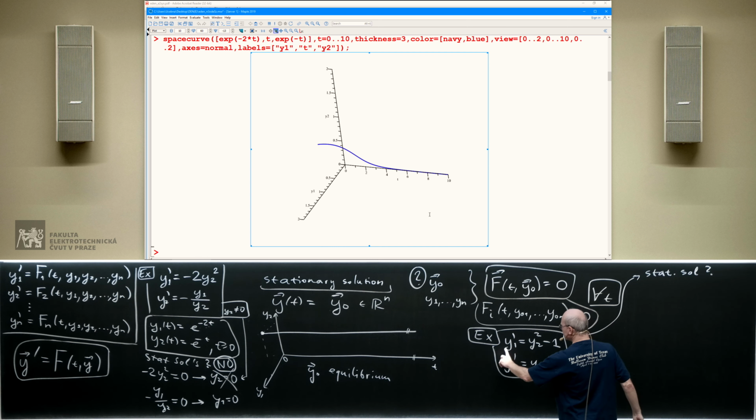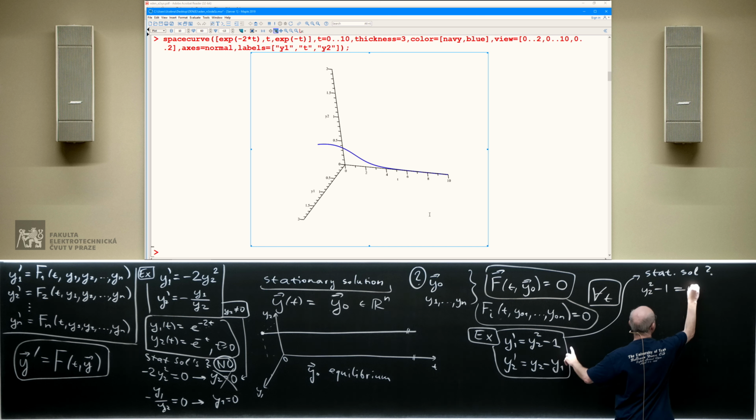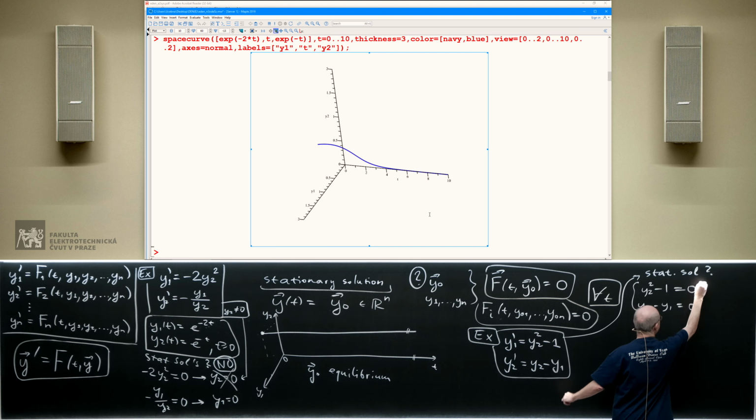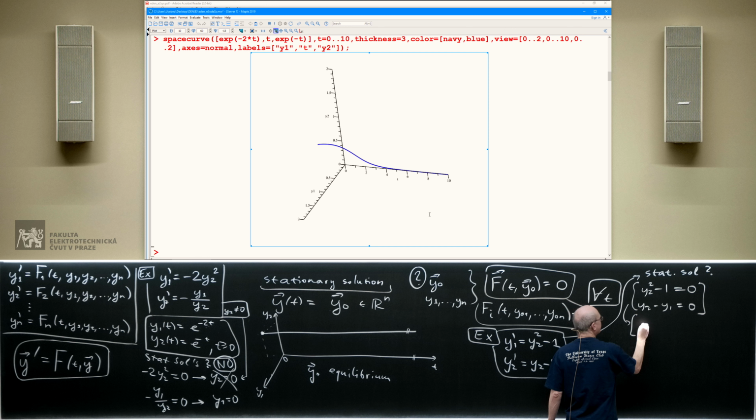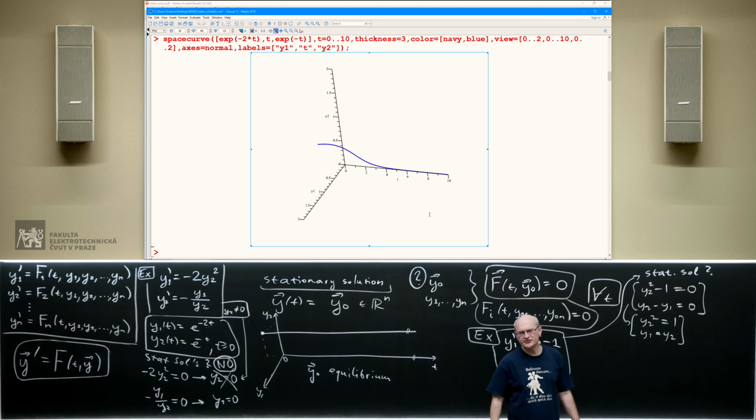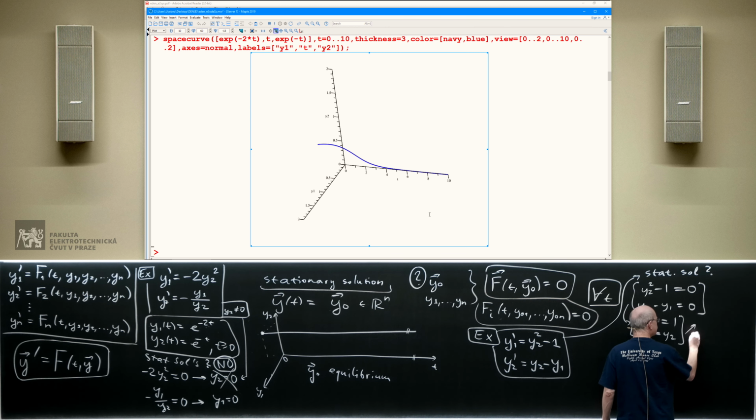Well, I want a solution which is constant, so I want the derivative to be 0. So I want y2 squared minus 1 to be 0, and y2 minus y1 to be 0. So this is actually two requirements. y2 squared must be 1, and y1 must be y2. And from the first equation, there are two solutions. And once I get a solution for y2, I immediately get a solution for y1. So there are two stationary solutions.